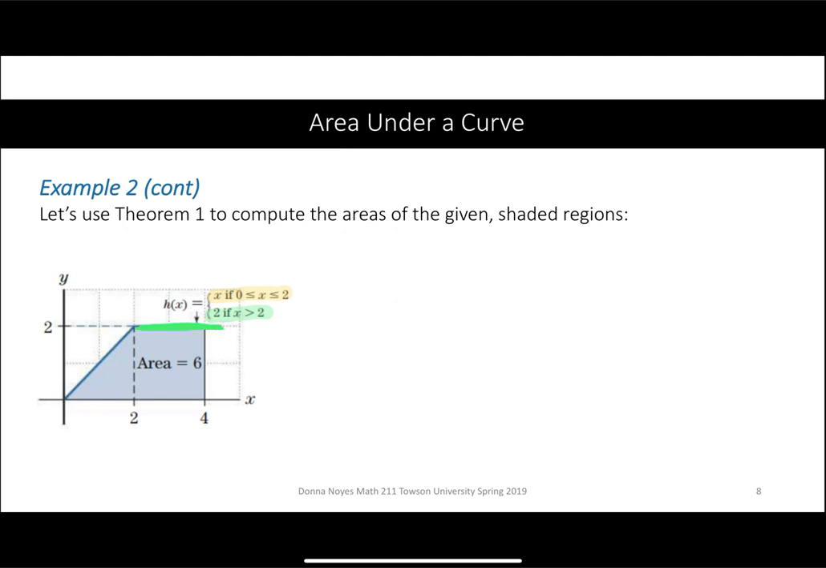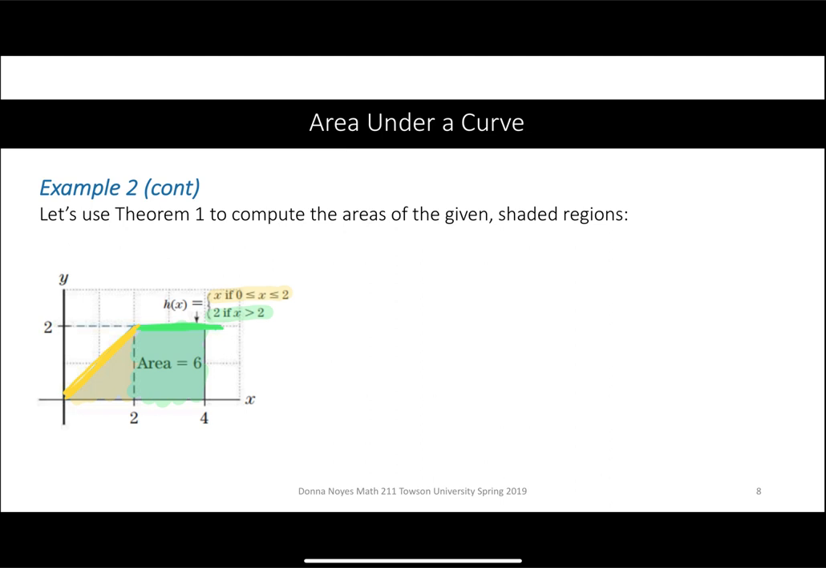However, if x is between 0 and 2, we have this slanted part, which is our h of x equals x. So in order to set up this area, we're going to have to set up two different integrals, because the area under the first part is going to be using a different function than the area under the second part.